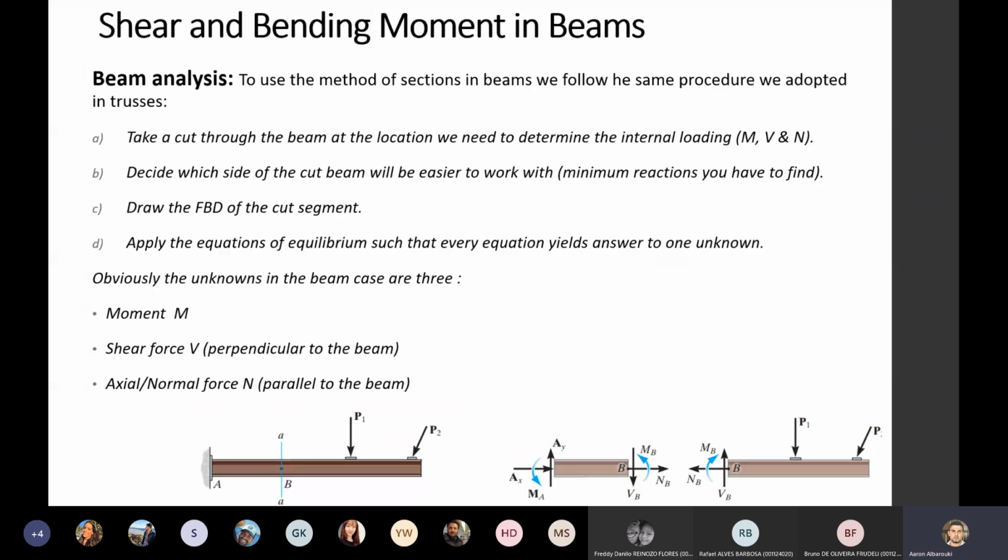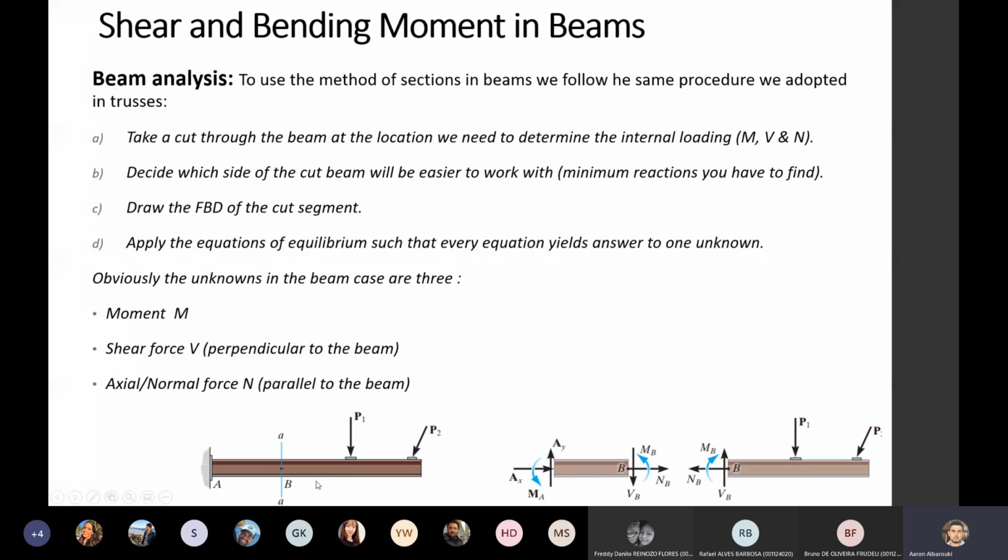to analyze a beam, we'll follow the same approach in theory. We'll start with the theoretical component. We'll follow the same approach we used for the method of sections for trusses. We'll apply the method of sections for beams. And the method of sections for beams, simply all we need to do is take a section. We can take a section at any point.